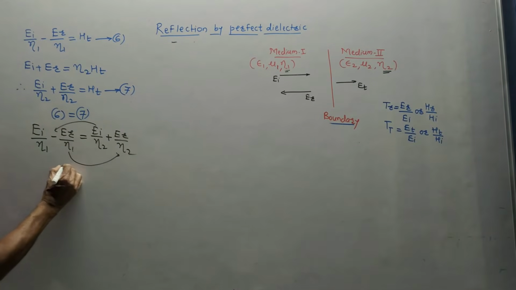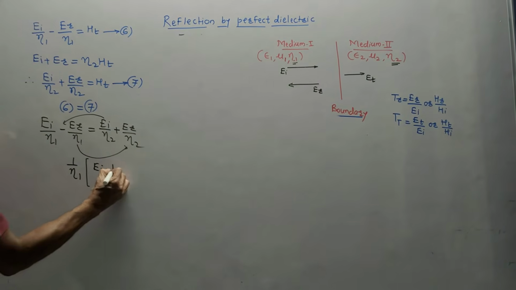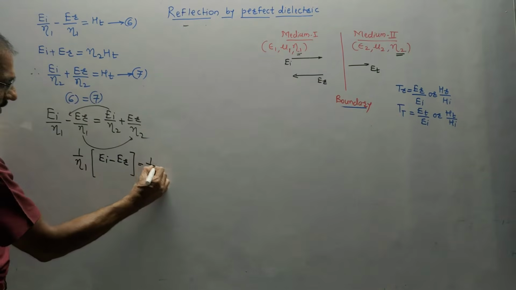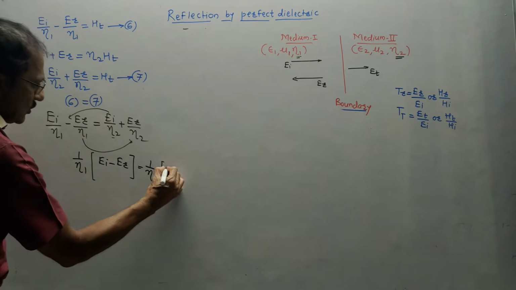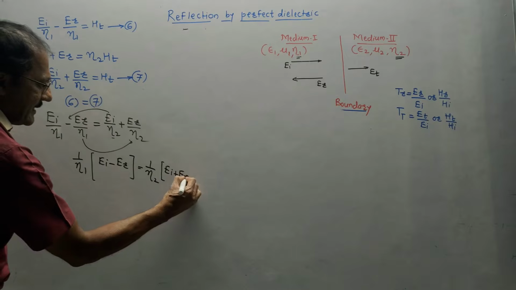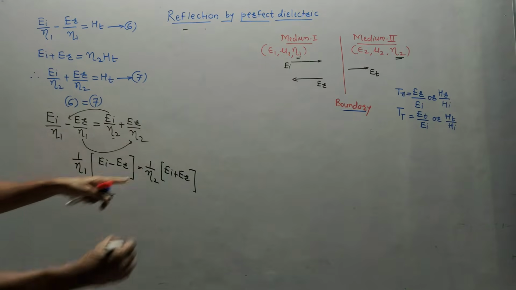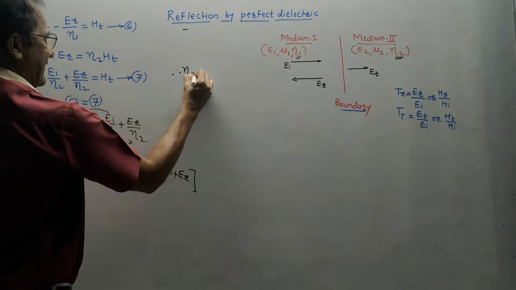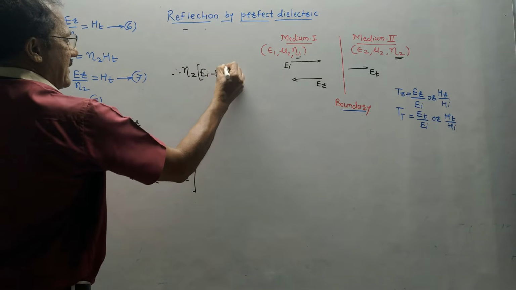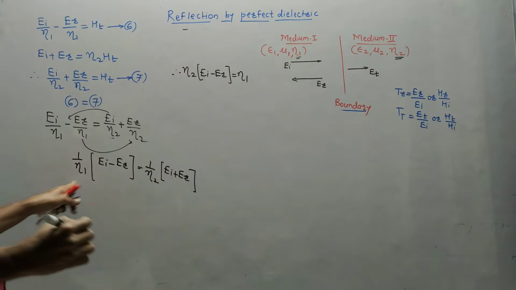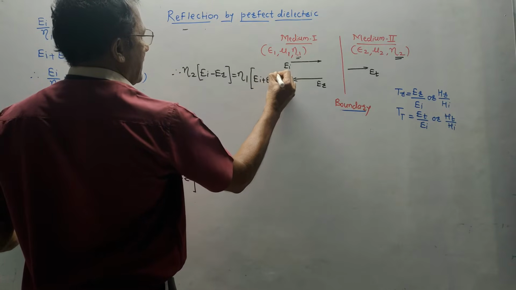Now to simplify the equation, take 1 by eta 1 common from the LHS. So I will get EI minus ER. Similarly, take 1 by eta 2 common. This eta 2 is the common term for the denominator at the RHS. So you will get EI plus ER. Now just interchange the things, transfer this eta 2 to the LHS, transfer eta 1 to the RHS. So I will write it like this, eta 2, I have transferred eta 2 to the LHS, in the bracket EI minus ER, is equal to eta 1, I have transferred eta 1 to the RHS, in the bracket EI plus ER.